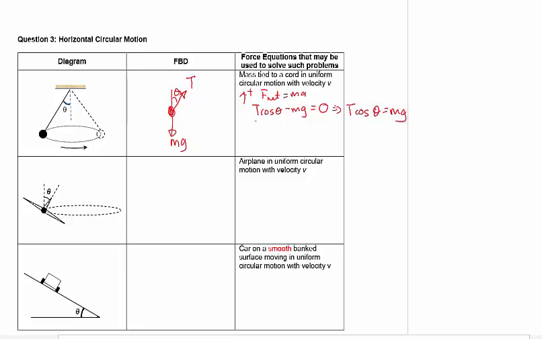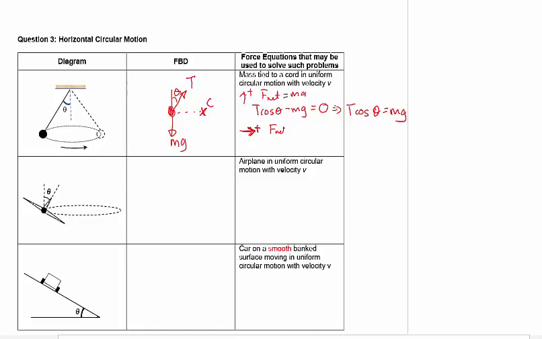Okay. Now let's look at the horizontal. Right, horizontal, I will fix the direction to be towards the center of the circle. Remember, center of circle is here. So a, this direction should be positive because this is the direction of a.